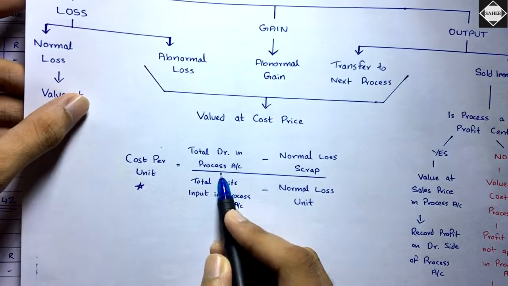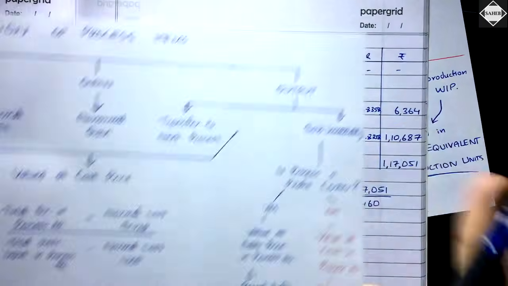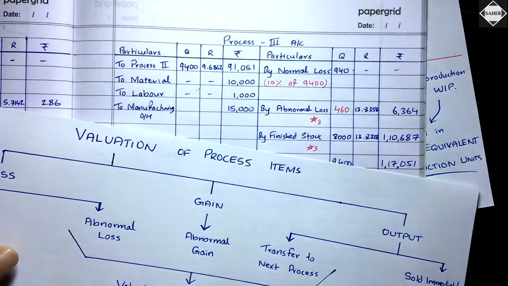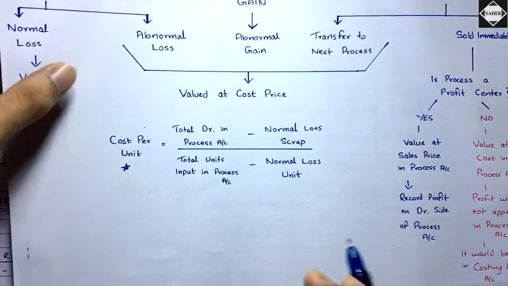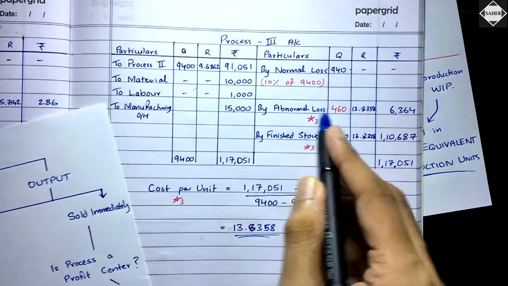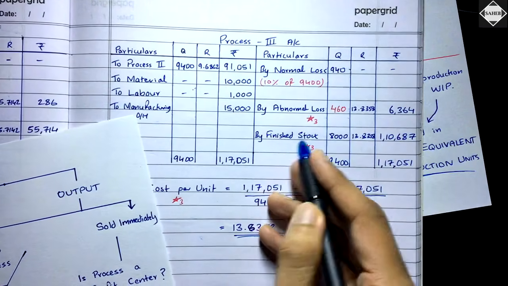Total debit in the process account minus the normal loss scrap value. If there is no value, then we used to take 0, and then divide by total units input in the process account, 9,400, minus the normal loss units, 940. That's what we used to do, and we used to get the cost per unit, which we also called star, CPU. We used to value abnormal loss or abnormal gain at that, and also the finished output, as well as the finished stock, at star, at cost per unit.